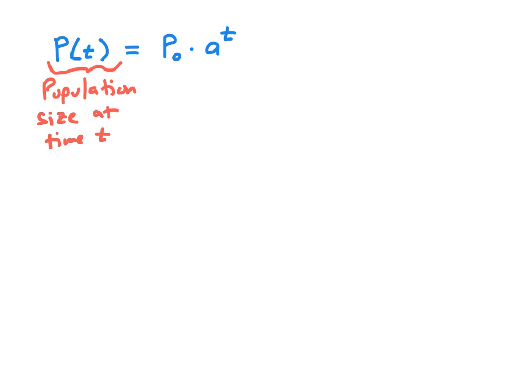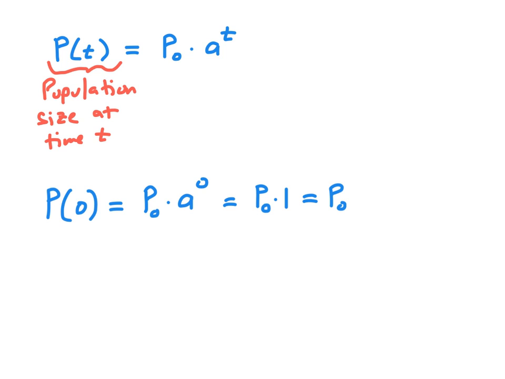P sub 0 stands for something very specific, and the notation gives away what it might stand for. But if we weren't sure, we could always compute this function at t equal to 0. P of 0 would equal P sub 0, whatever number that is, times a to the 0 power. And a to the 0 power is always 1, because anything to the 0 power is 1. And so we just get P sub 0 times 1, which is P sub 0. So P sub 0 is the population size at time 0, and we'll call this our initial value.